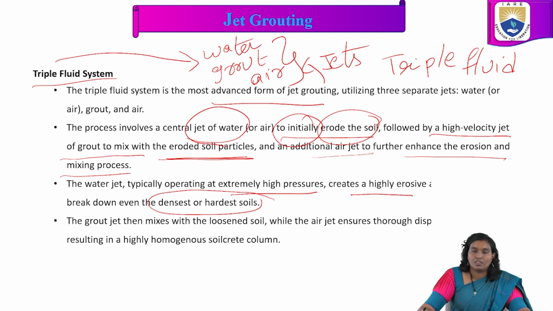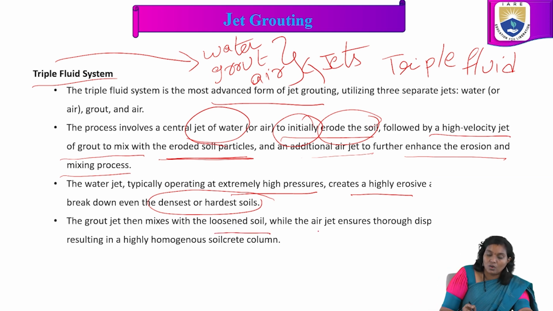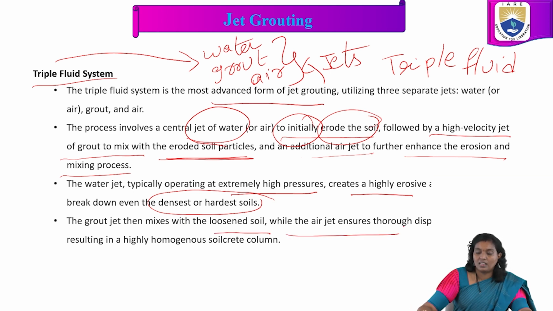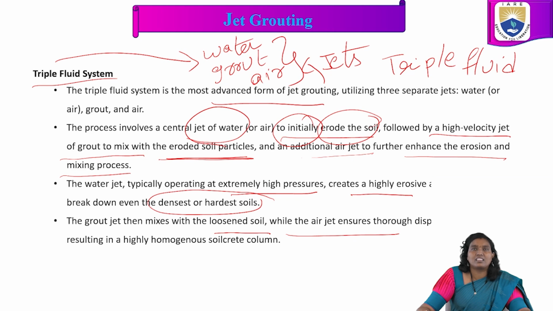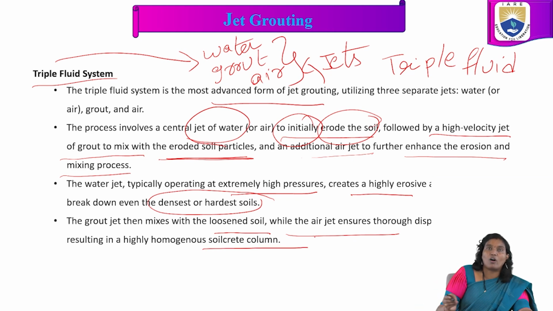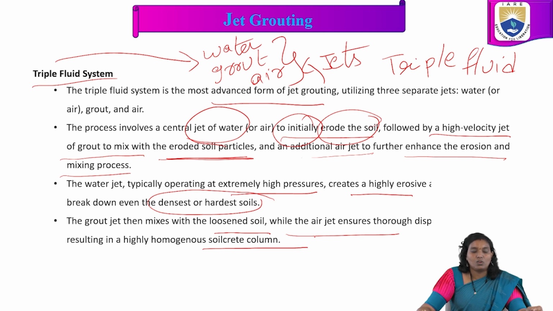The grout jet then mixes with the loosened soils, where the air jet aids erosion, dispersion and mixing, resulting in a highly uniform soilcrete column. So, this is the triple fluid system.